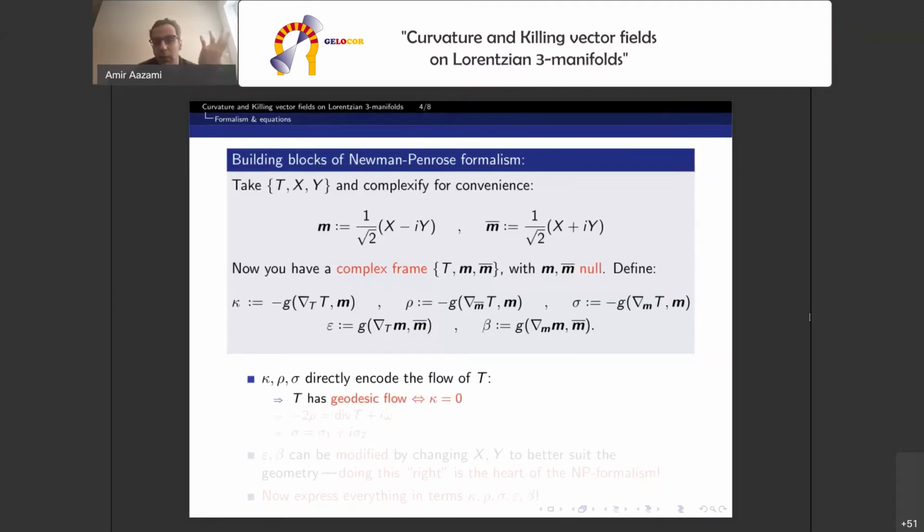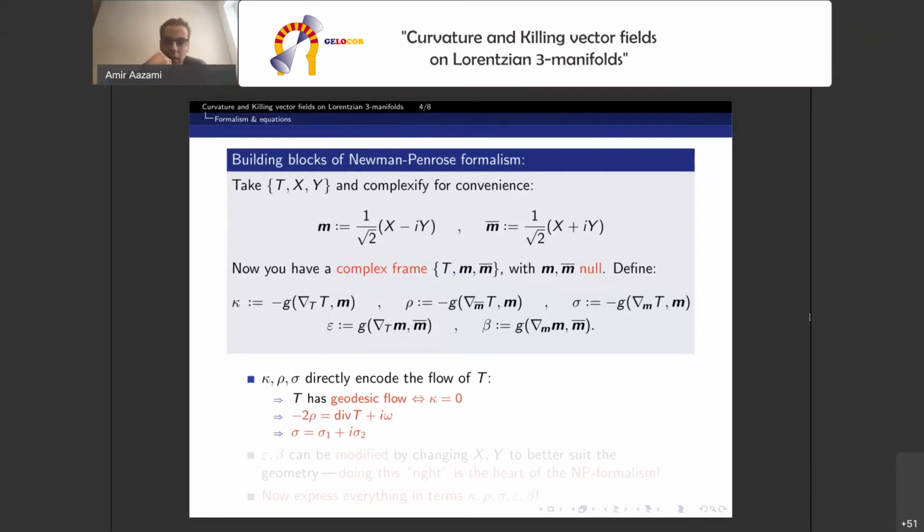Kappa, for example, is 0 if and only if T has geodesic flow. You can actually just see that by inspection. If you were to expand the real and imaginary parts of rho, it would give you the divergence and the twist, respectively. And finally, sigma is precisely the components of the shear that I defined for you earlier.